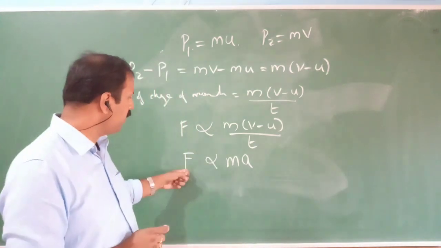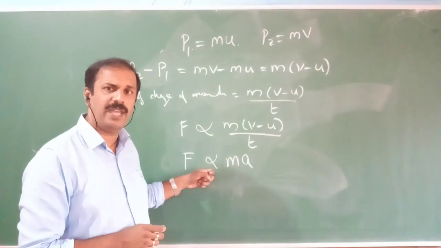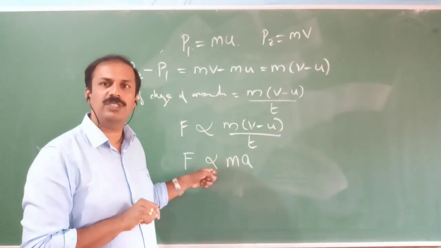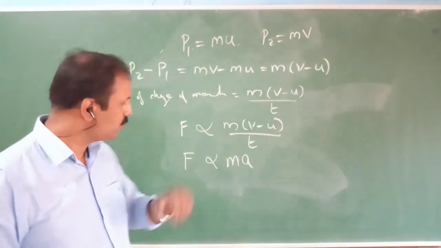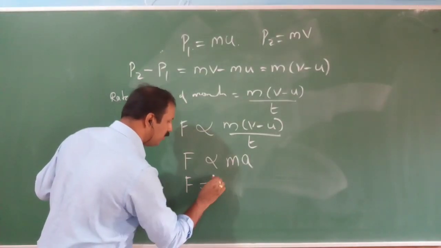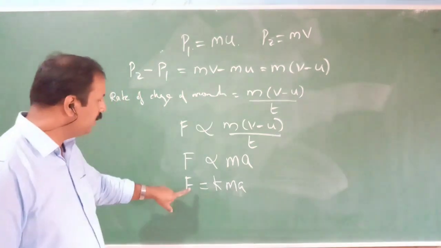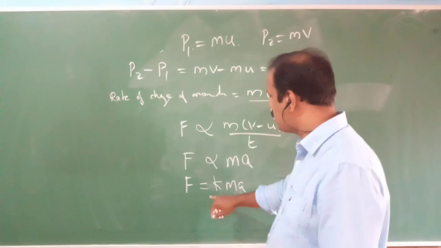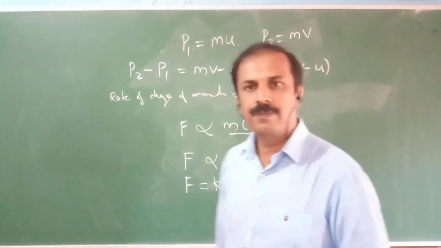So see here, F is proportional to ma. If you remove this proportionality sign, then you have to put a constant there. In the biscuit case, we put 10 as the constant. Here we don't know the constant, so we will put it as k. F is equal to k into m into a. So we got an equation, F is equal to k m a, where k is a constant.